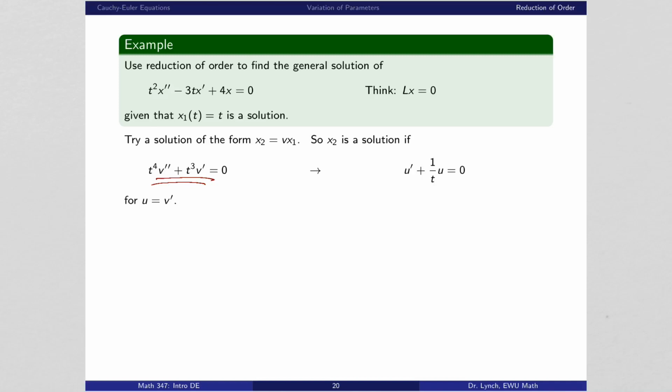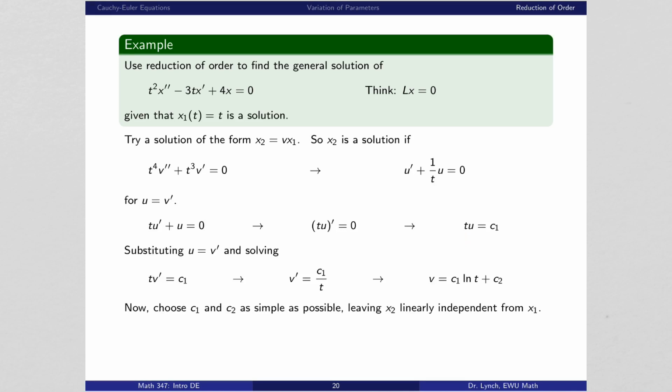So I take u to be v prime, and here is the related first order equation for u. We know how to solve first order equations. Solve that however you want to. In this particular case, I'll just go ahead and use the integrating factor to say that tu has to be a constant. Of course, if tu is a constant, remember that u is v prime, then t times v prime has to be a constant, or v prime has to be a constant over t, giving us that v is equal to c1 log of t plus c2.